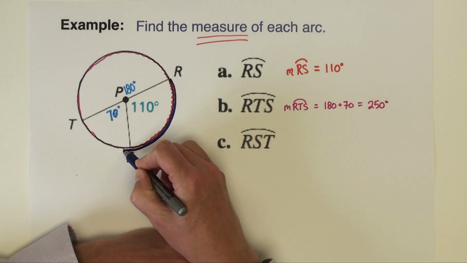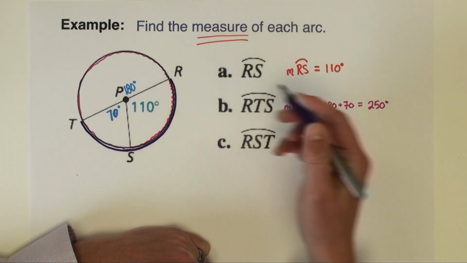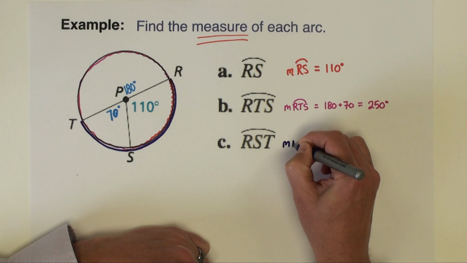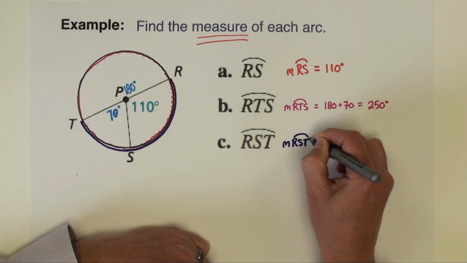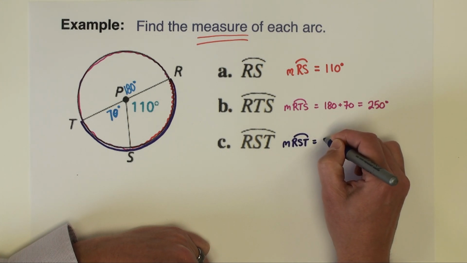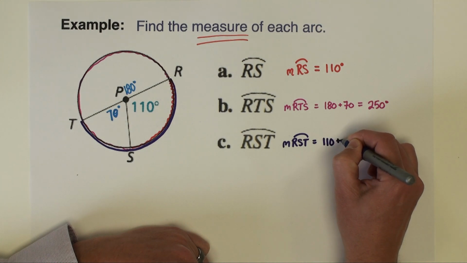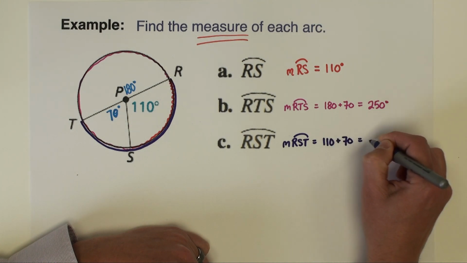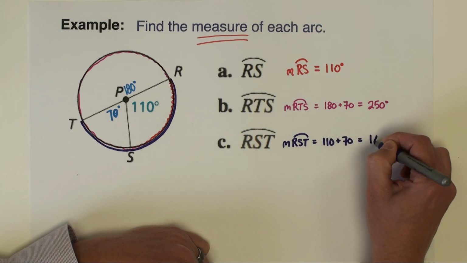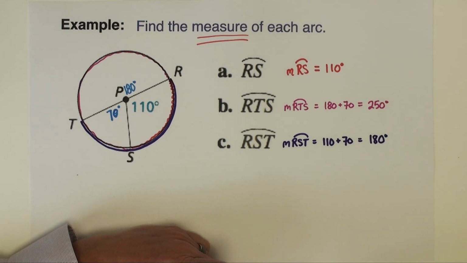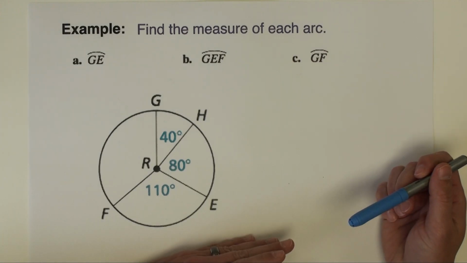The final arc, RST, so that starts at R, goes through S, and finishes at T. The measure of arc RST is going to be the combination of the 110 degree angle and the 70 degree angle, which is half the circle, 180 degrees. Okay, next example problem.